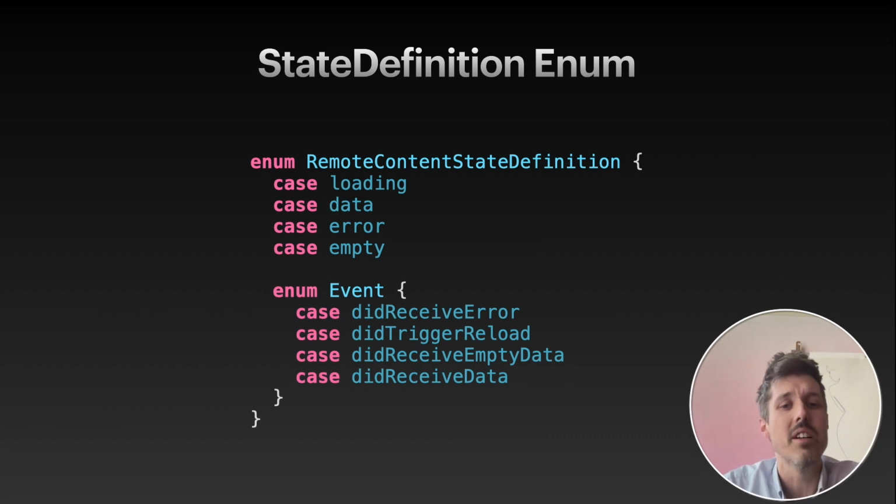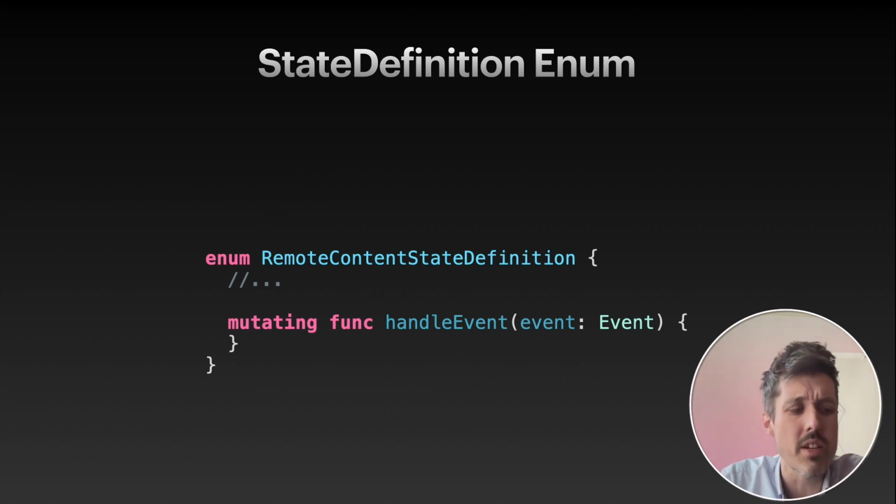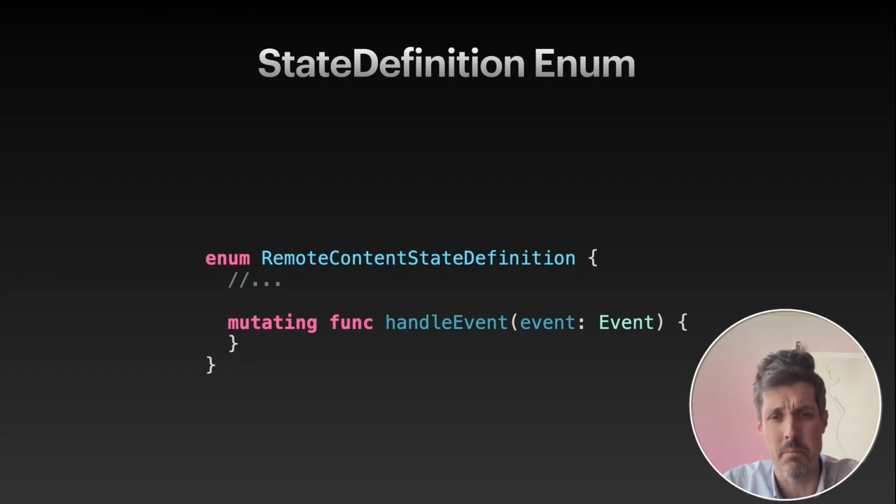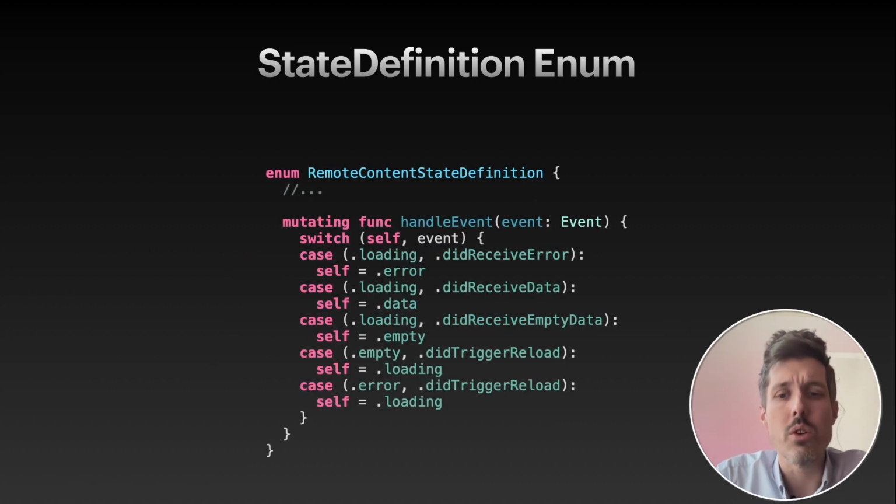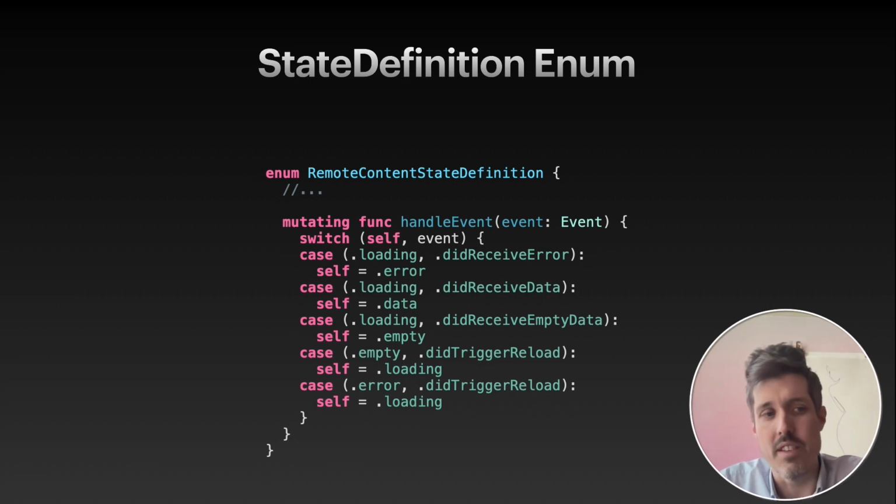Now the fun part, we define our state transitions, which looks a little something like this. We start with a mutating func. We're going to call it handle event, and when it receives an event, it's going to mutate the current state into the next state. That's why it's mutating. So in the body of this method, we're going to switch over the current value of the state, which is self, and the event.